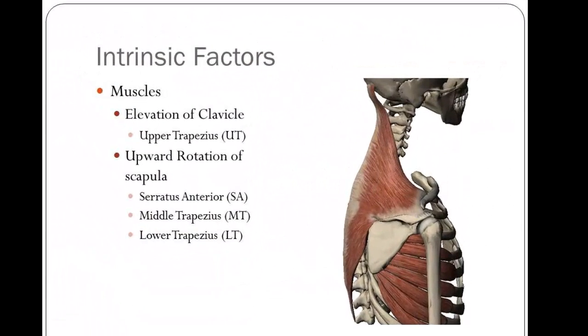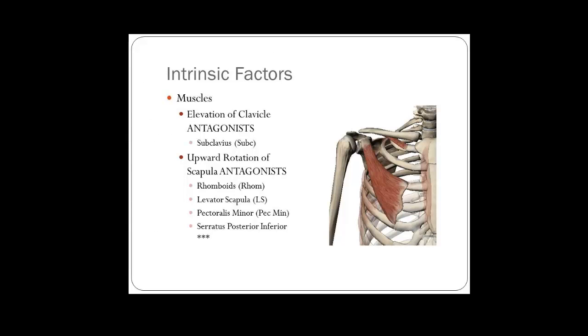However, once the clavicle elevates and the scapula begins to move, it introduces other muscles to this equation. Trapezius and serratus anterior work together to elevate the clavicle and upwardly rotate the scapula. Their antagonists would be the rhomboids, levator scapulae, and the pectoralis minor. These muscles are typically the only ones talked about when referencing downward rotation, or the antagonist to upward rotation.